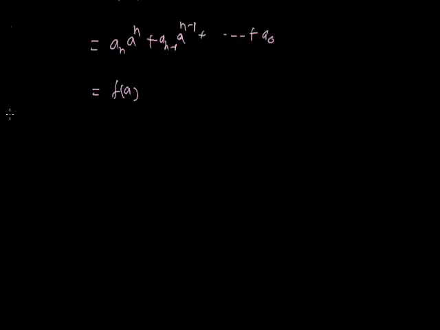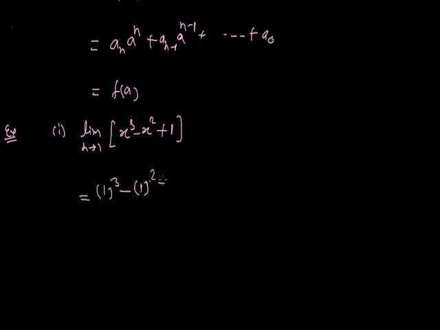For example, find the limit for x tends to 1 of x cube minus x square plus 1. How can we find the limit? We have to put x is equal to 1. So it will be 1 cube minus 1 square plus 1. So 1 cube, which is 1, minus 1 plus 1, which is equal to 1.